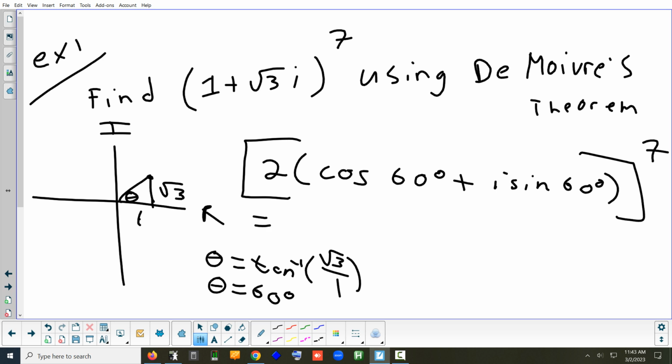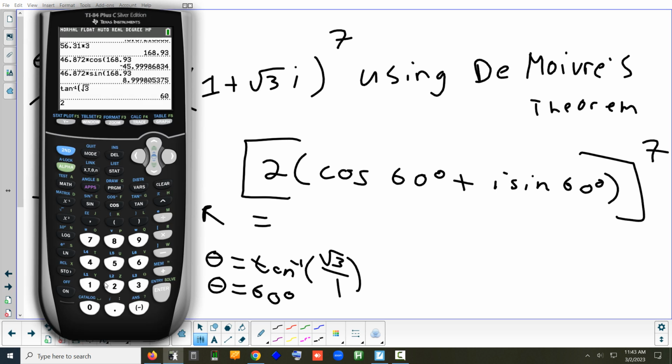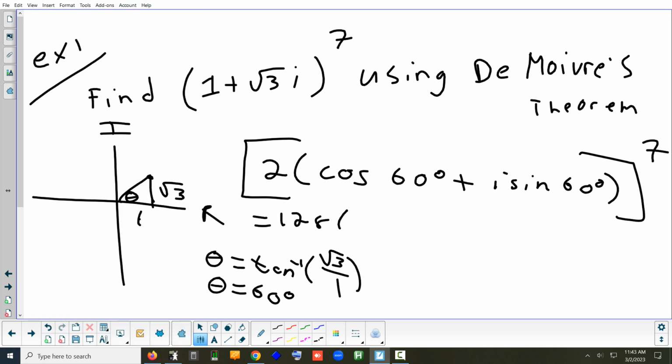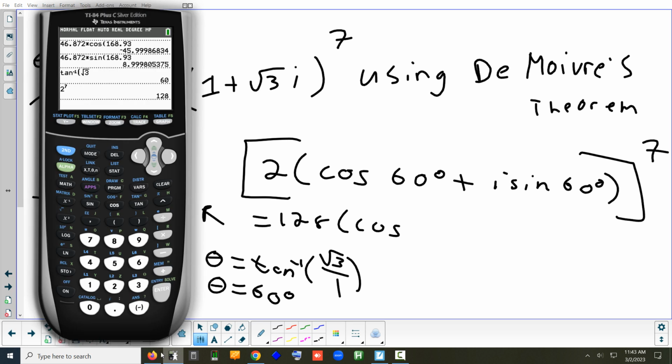Okay. What do I do to get my radius? Raise it to the same power. Raise 2 to the 7th power, and 2 to the 7th is 128. Yep. So 128. How am I going to get my angle? 60 times 7, which is 420. But that's bigger than 360. So it's minus 360. That's how they usually do it.